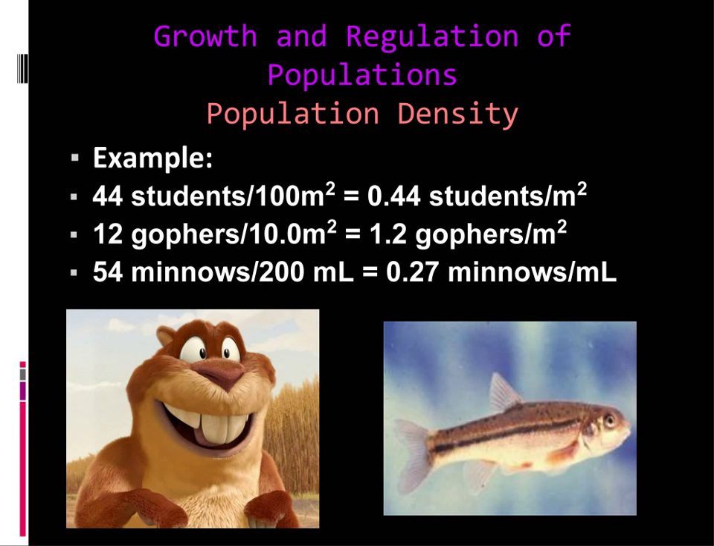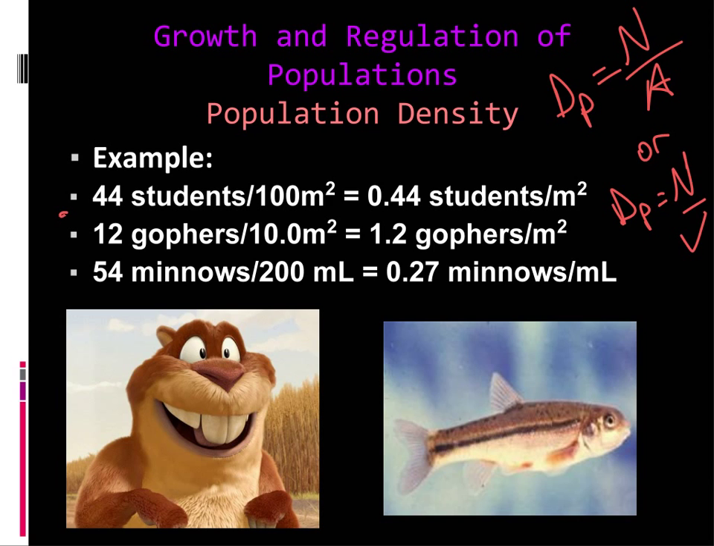So just to get right into how to calculate this, here are some examples of calculating population density. Again, our formula is D, or population density, equals N over A, or again, it could be D_P equals N over V. If we look at example number 1 here, we have 44 students. That would be our number. Our area is 100 meters squared, and therefore if we go 44 divided by 100, we get an answer of 0.44 students per meter squared.